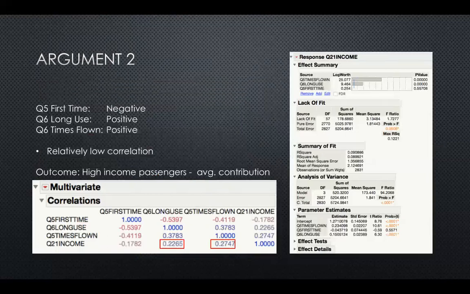After knowing that, we want to see who our premium passenger is. According to the chart below, we can see people who have long use and time flown have a positive correlation with income, even though it's relatively low. Instead, those people who flew for the first time showed a negative correlation with income. So we came to our conclusion that high-income passengers have an average contribution to San Francisco's ranking, but they are the people we can try to engage.